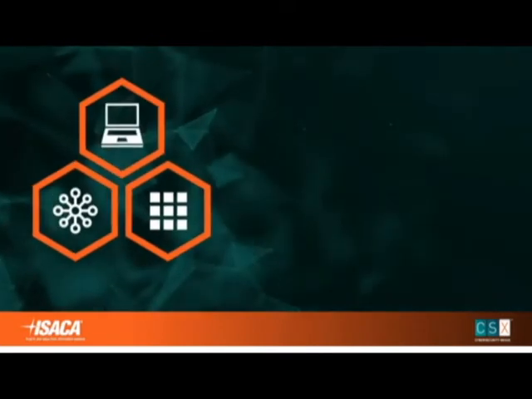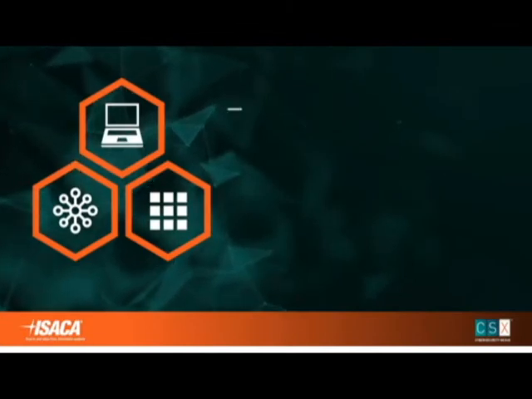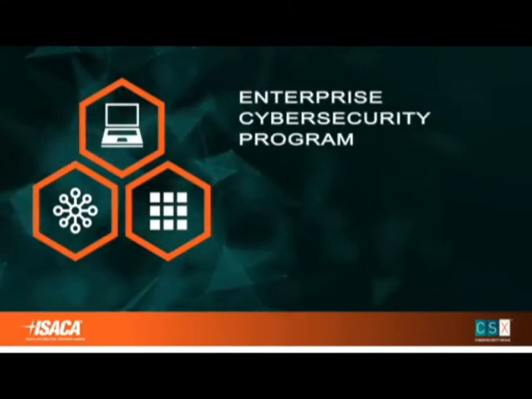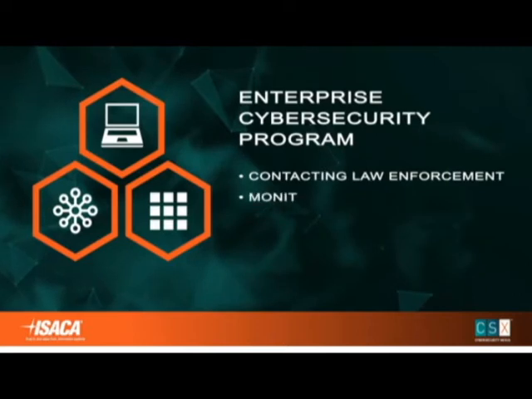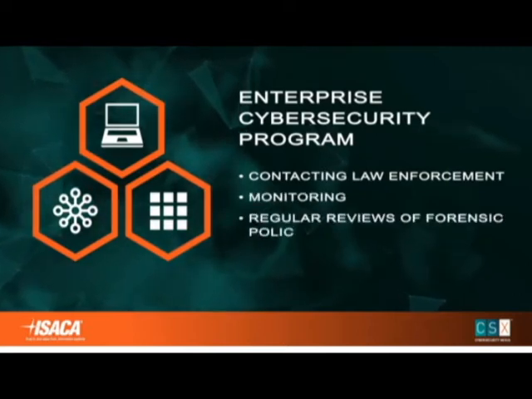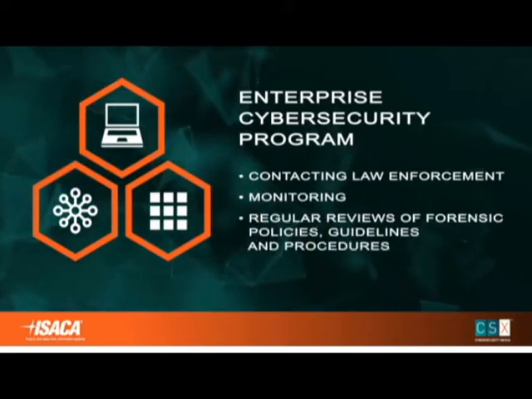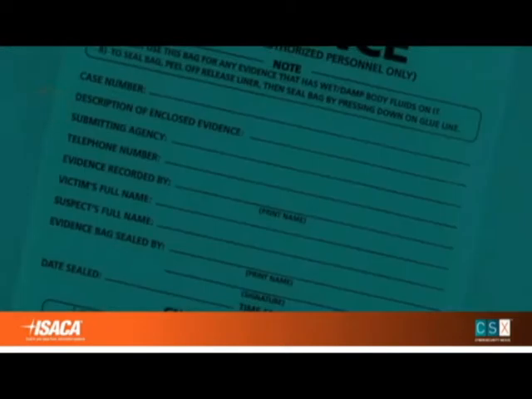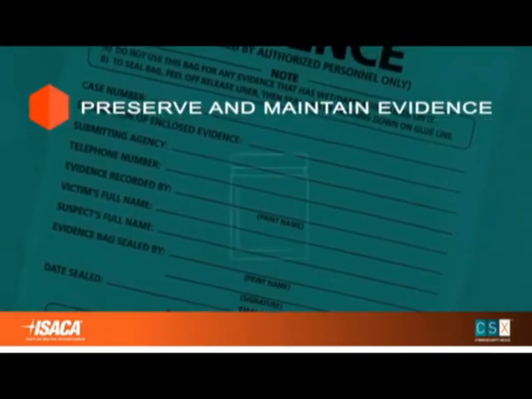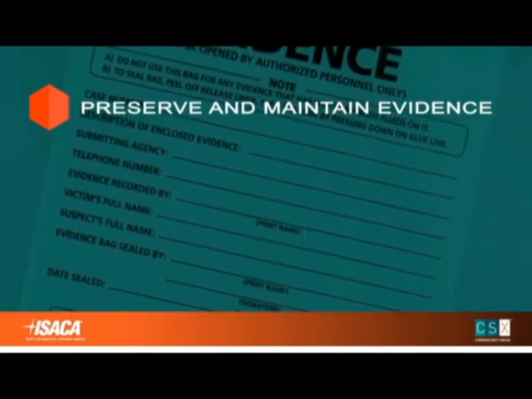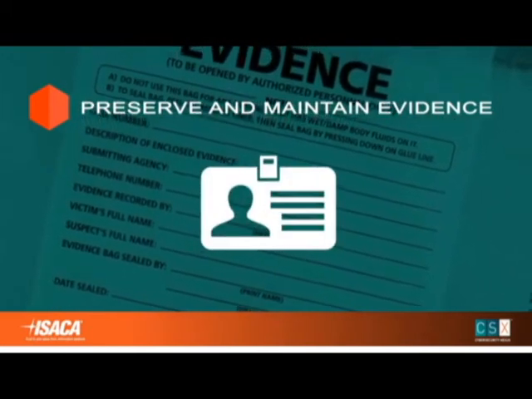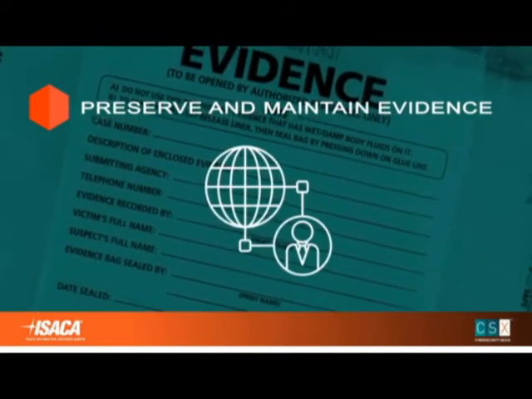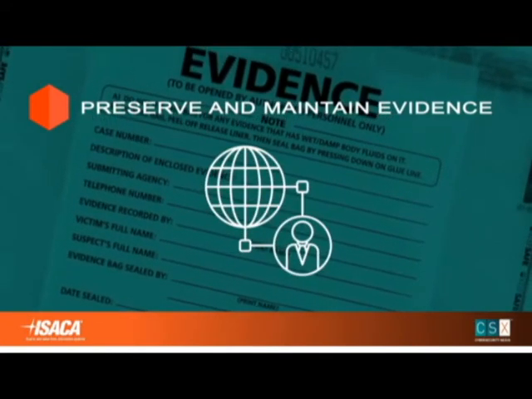Regardless of where an attack occurs, the enterprise cybersecurity program should have policies that address all forensics considerations, such as contacting law enforcement, monitoring, and conducting regular reviews of forensic policies, guidelines, and procedures. This should take into account the need to preserve and maintain evidence, as well as other requirements such as accreditation. For example, in situations where cardholder data is involved, as well as the decision to involve outside specialists.